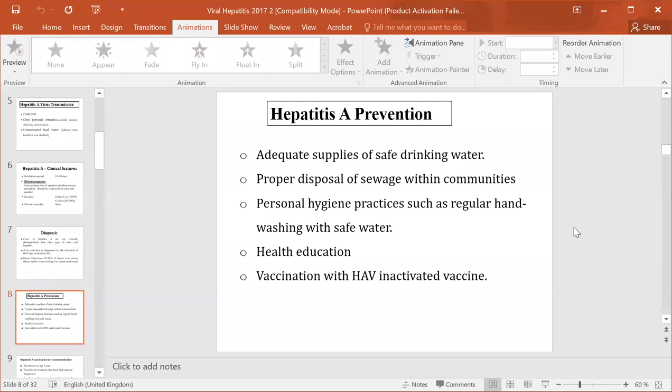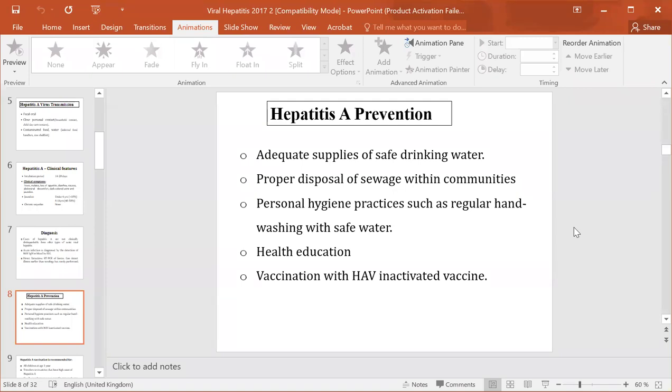So prevention. How do we prevent ourselves from acquiring this virus? Because this virus is transmitted through the fecal-oral route, provision of safe drinking water is important. Proper disposal of sewage is also very important. Practicing hygiene, like hand washing before and after eating, is important. And education is also a very important tool, especially to communities, to educate them that they need to have pit latrines if they don't have a sewer line, so that when they go for the long call, other members of the community will not have contact with their feces.